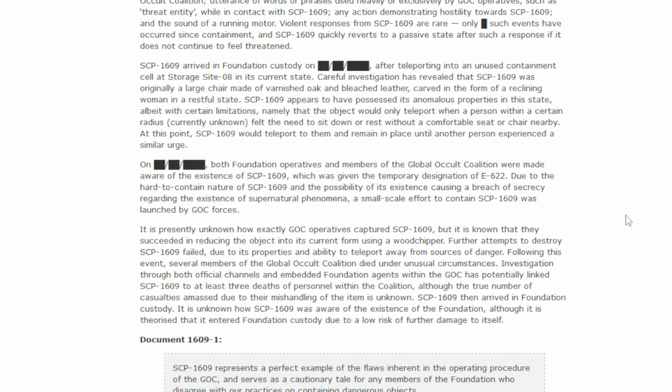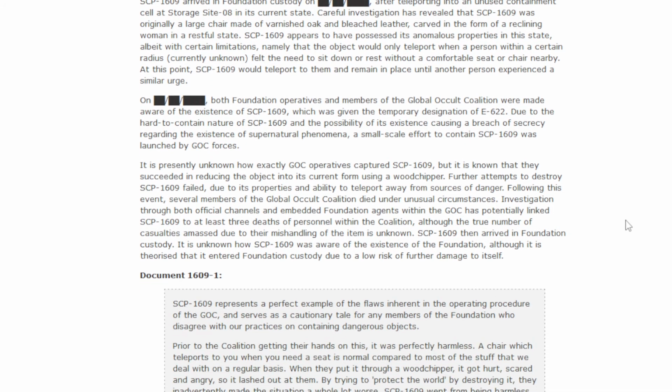A small-scale effort to contain 1609 was launched by GOC forces. It's presently unknown exactly how GOC operatives captured it. I mean, I would imagine you would just go to the last sighting and be like, man, I really need to sit down.